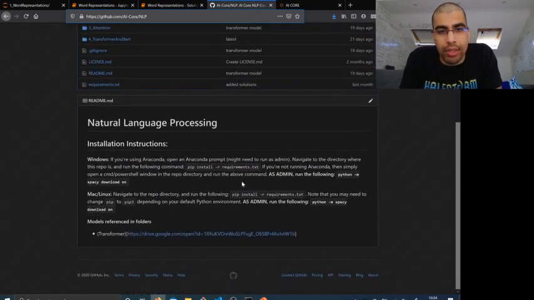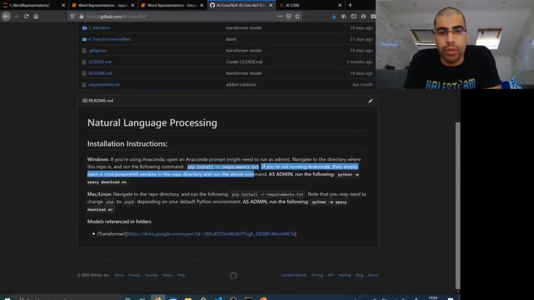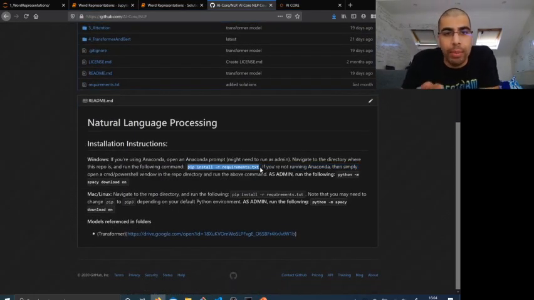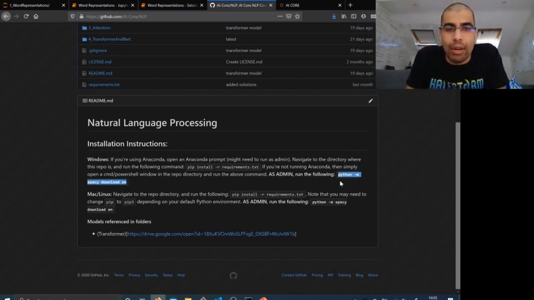Right now, there are some installation instructions. All you need to do is run pip install -r requirements.txt, and we should have all the requirements downloaded. One other thing you'll need is to download the spaCy language model. The instructions are here for Windows, Mac, or Linux. Either as admin or with sudo access, run the command python -m spacy download en.